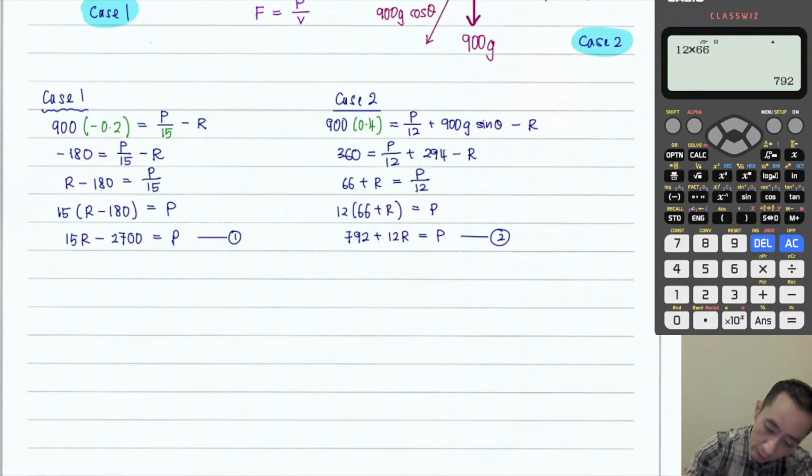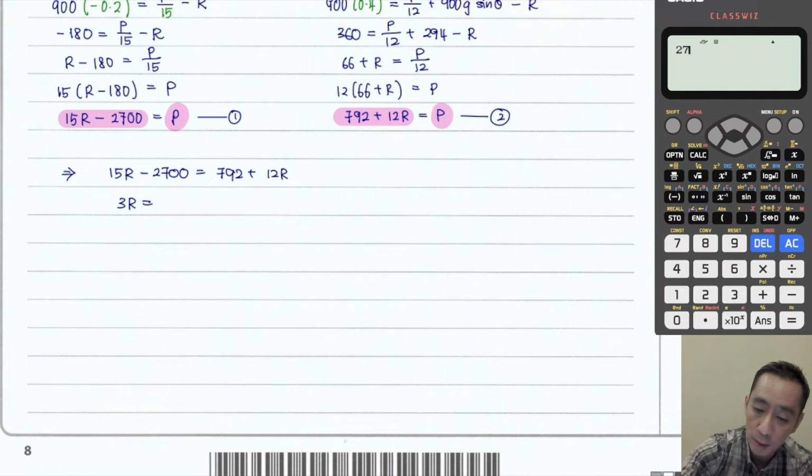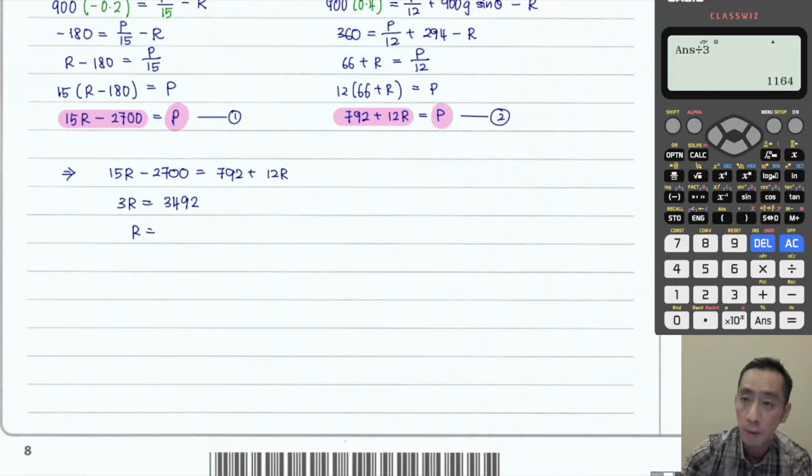So here I have my first equation, second equation. Both of these have R and P, which means this and this must be equal. So therefore, 15R minus 2700 equals to 792 plus 12R. So 3R is equals to 2700 plus 792. So here I have 3492. So the R is equals to, divide by 3 here, 1164.